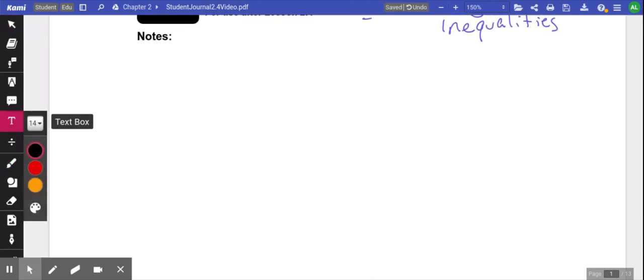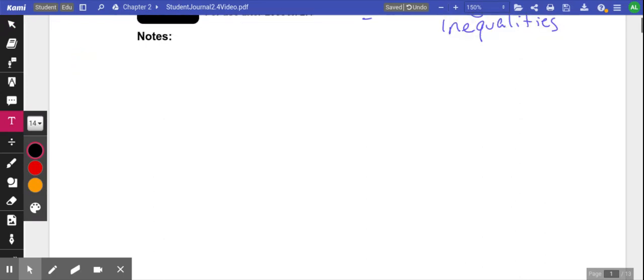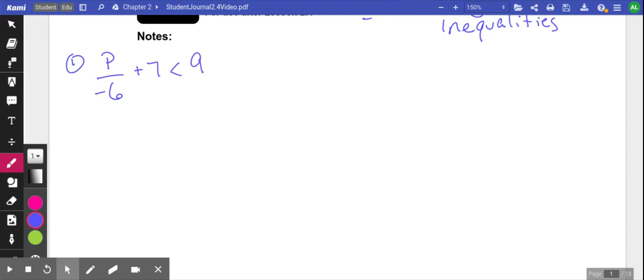So I have a couple different examples that I want to use. Let's do the first one over here. So I've got P divided by negative 6 plus 7 is less than 9. So the first thing we need to do is think, okay, what's the first step that I need to take here? And in this one, we're thinking, okay, I'm either subtracting 7 first or I'm multiplying by 6.